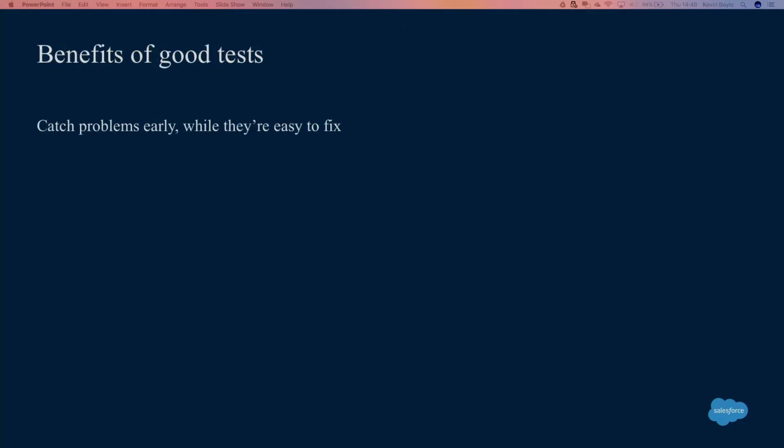So benefits of good tests, they catch problems early while they're easy to fix. So if you write a test at the same time you're writing the feature, and don't just do it for code coverage reasons, but do it to get the thinking out of your head and into the machine, then when problems arise or when developers start to merge and have conflicts with each other, then you can catch those problems and fix them while that information's all fresh in your head.